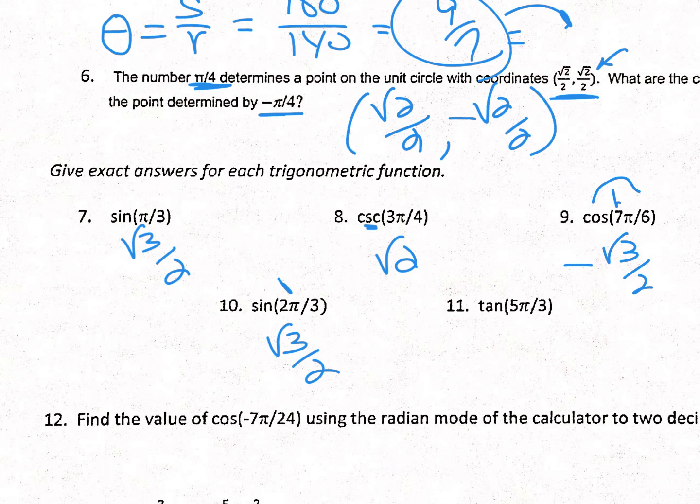Tangent 5 pi over 3. Because there's only one 3 in the denominator, the answer is square root of 3 for the tangent. Figure out the quadrant. 5 over 3 is really 1 and 2/3. If you go 1 and 2/3, that is quadrant 4. And because the signs are different, tangent's negative in quadrant 4.